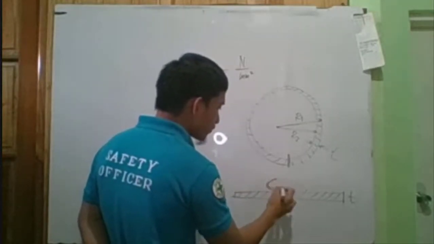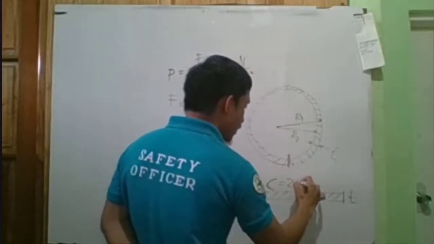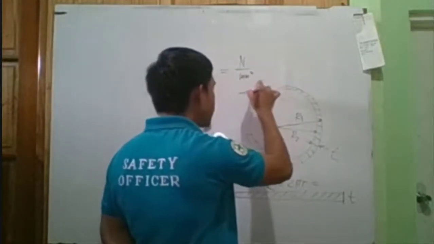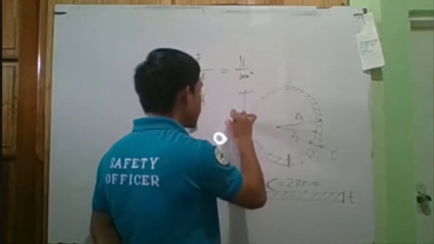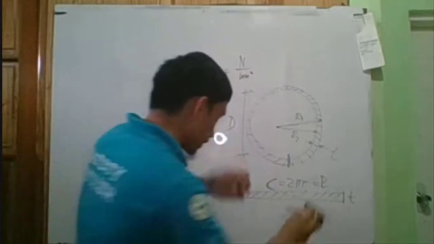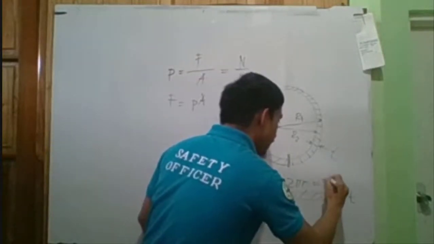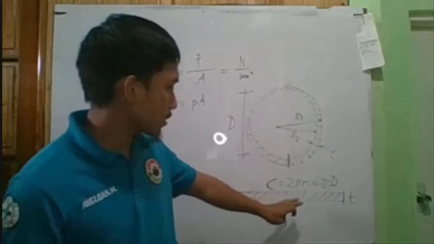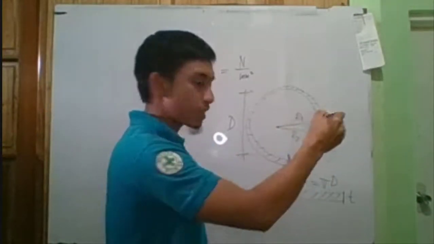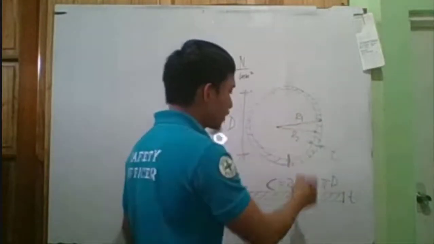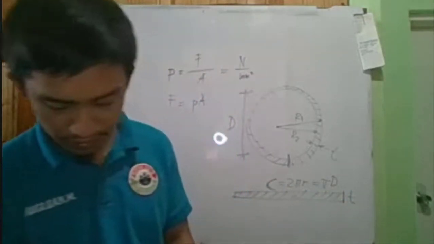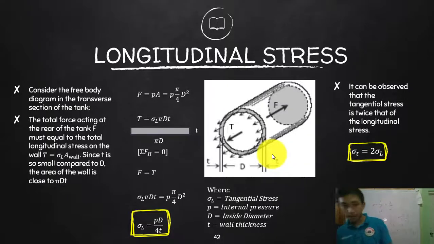2 pi r if you are using the radius, but since we are commonly using the diameter, which is the inside diameter, that is equivalent to pi d. Sorry, that is not 2, that is pi d. So that is the dimension. So the area handling that force along the axis is the length pi d times thickness. So that is the area handling that one.